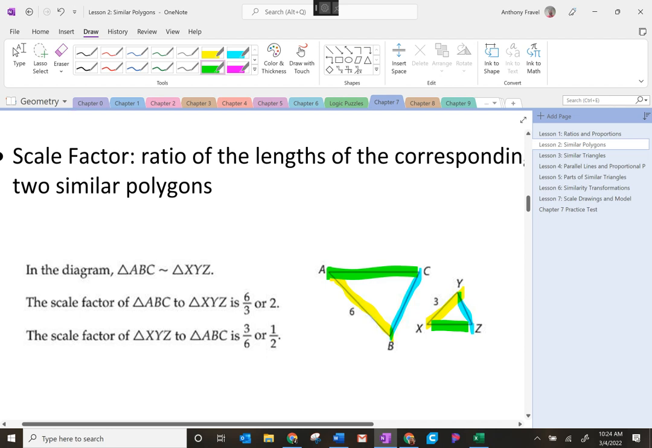So looking at my shapes, I've got these two triangles that are going to be comparing each other. When it says the scale factor of ABC to XYZ, whichever one goes first is the top number in that fraction. So this one said ABC was first over XYZ. This one was first, this one was second.